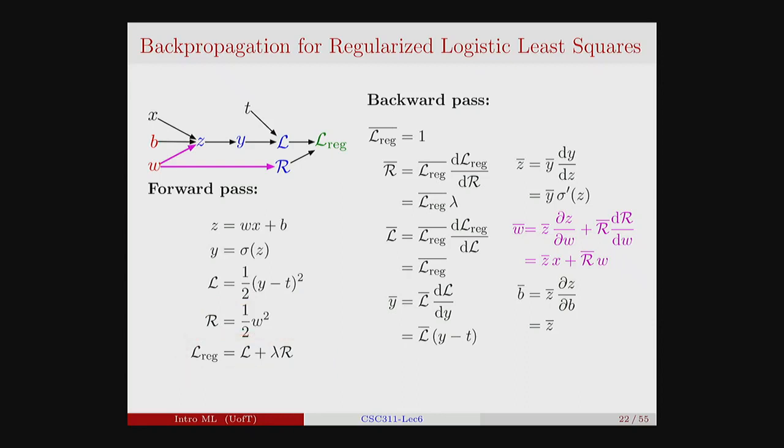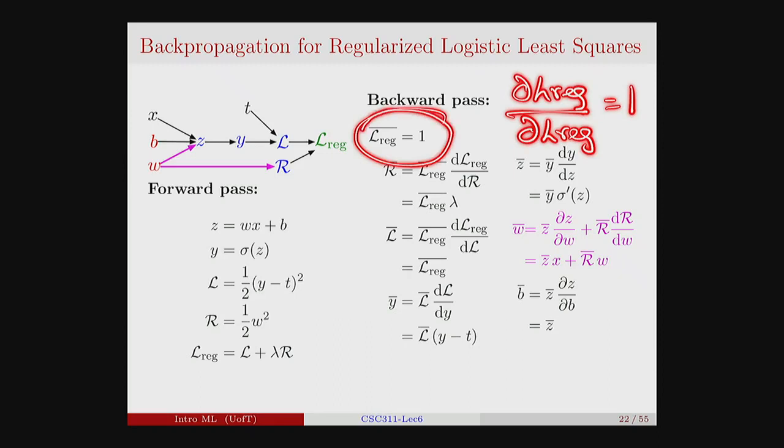Now to do learning of this model, we need gradients of this loss with respect to b and w. How do we get that? Well, we can just apply the algorithm that we saw in the previous slide. This graph is already topologically sorted from left to right, so we're going to go backwards. We're going to ask, what is dL reg with respect to dL reg? And that's just 1. So that's what this term is saying.